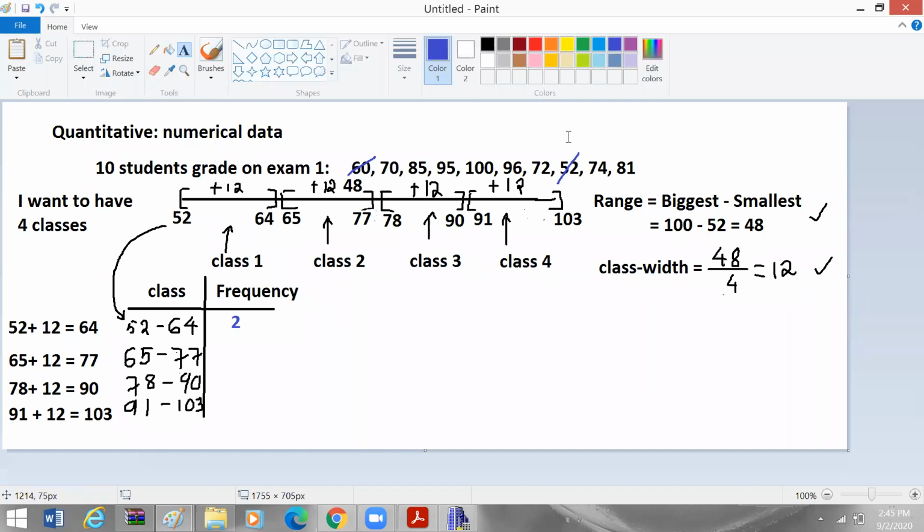Can you say that again? Okay, so let's say we have 2 scores that fall within this range, which is 52 to 64. They are 52 and 60. Since there are 2 of them, I have 2 frequency. So it is the amount of numbers of the data set that fall within the range.